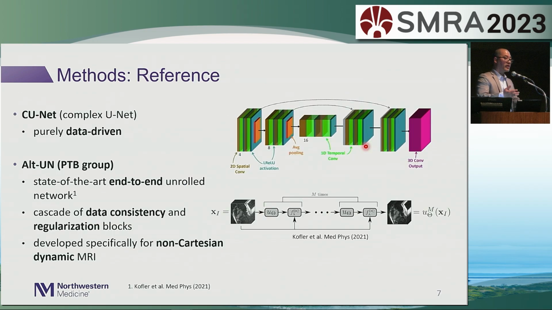And then we compared our network with the conventional complex UNet, which is obviously purely data-driven. But we don't expect this to do well, obviously. And then we also compared against the alternative unrolled network that the PTB group has proposed recently. And this could be stated as one of the best unrolled networks out there. What they did was they cascaded the data consistency and the regularizer blocks. And this was actually specifically tested for non-Cartesian radial Sine data, I believe. So we did that.